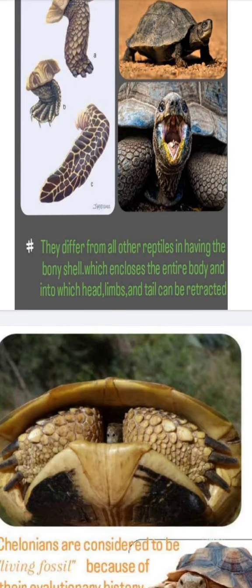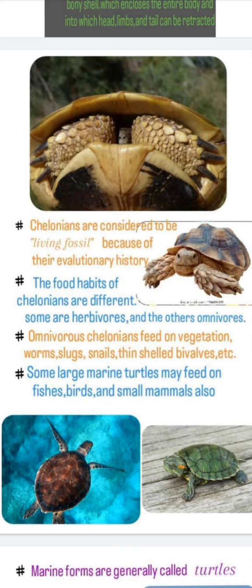They differ from all other reptiles in having the bony shell which encloses the entire body and into which head, limbs and tail can be retracted. Chelonians are considered to be living fossils because of their evolutionary history. The food habits of chelonians are different. Some are herbivorous and others are omnivores. Omnivorous chelonians feed on vegetation, worms, slugs, snails, thin-shelled bivalves, etc. Some large marine turtles may feed on fishes, birds and small mammals also.